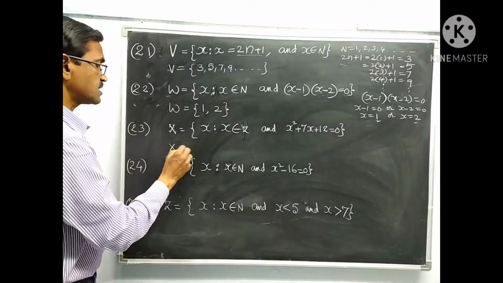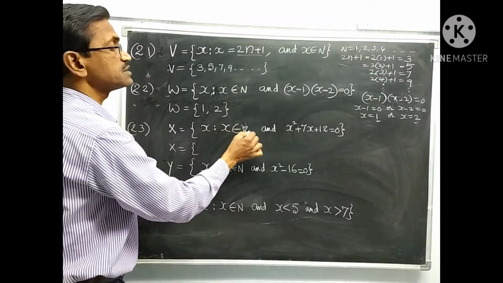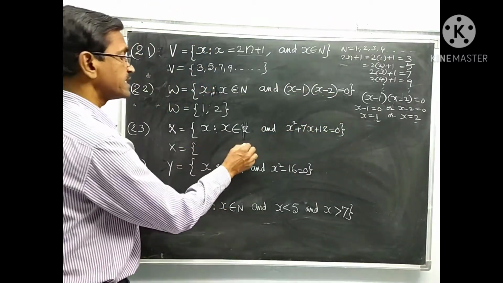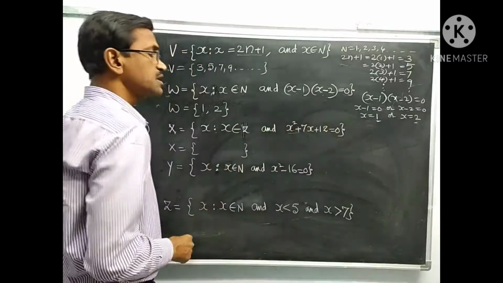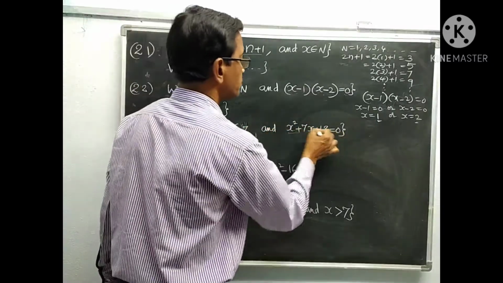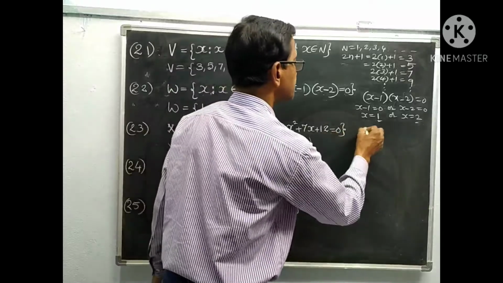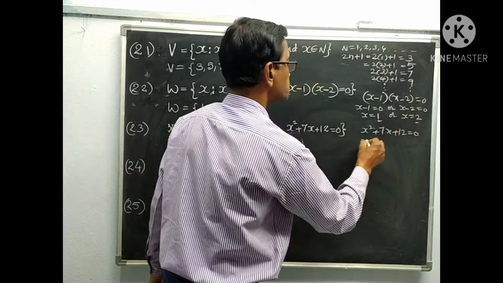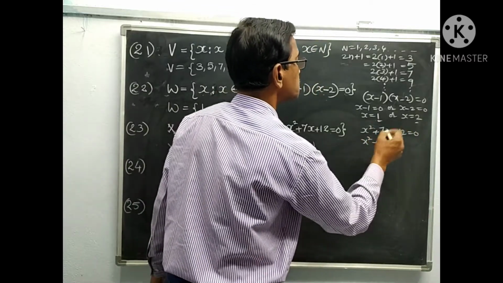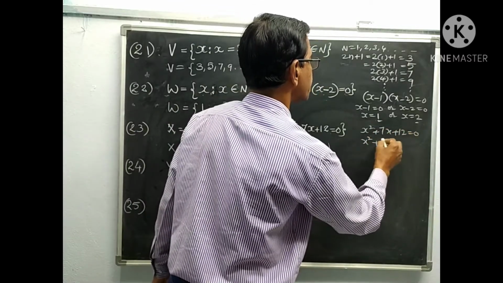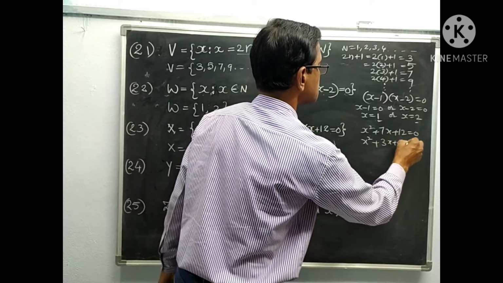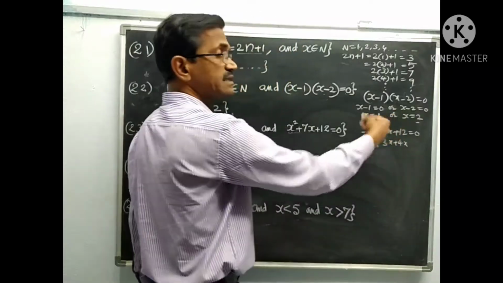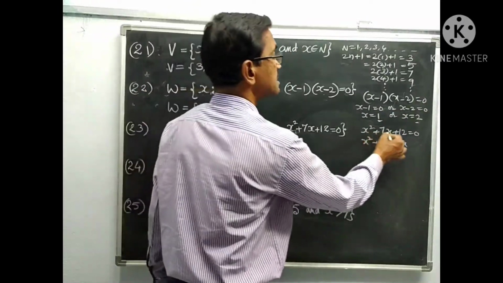Next, here x belongs to Z and x square plus 7x plus 12 is equal to 0. We have to write the elements which satisfy this equation. We know how to find the solutions of this equation. I will say here briefly: x square plus 7x plus 12 is equal to 0. Here 12 is there, so 7x should be split as 3x plus 4x. 3 plus 4 is 7. I will explain in another video how to solve this easily.